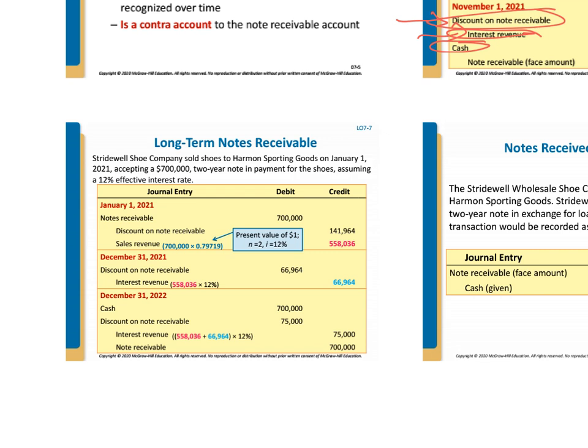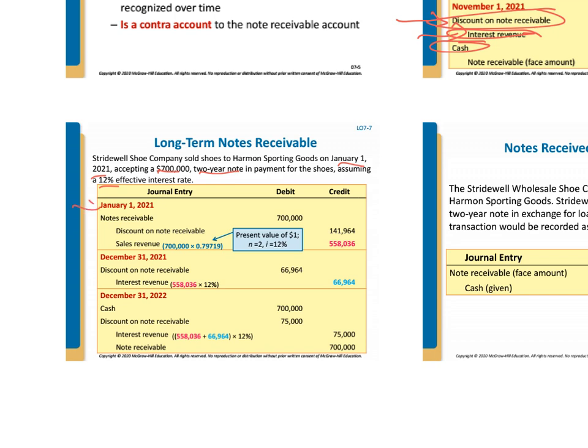Because of that, once we get past 1 year in terms of the duration of the note, then we're going to have to use time value of money calculations. In this example, it says Stridewell Shoe Company sold shoes to Harmon Sporting Goods on January 1st, 2021, accepting a $700,000 two-year note in payment for the shoes and assuming a 12% effective interest rate. Here would be our journal entries.